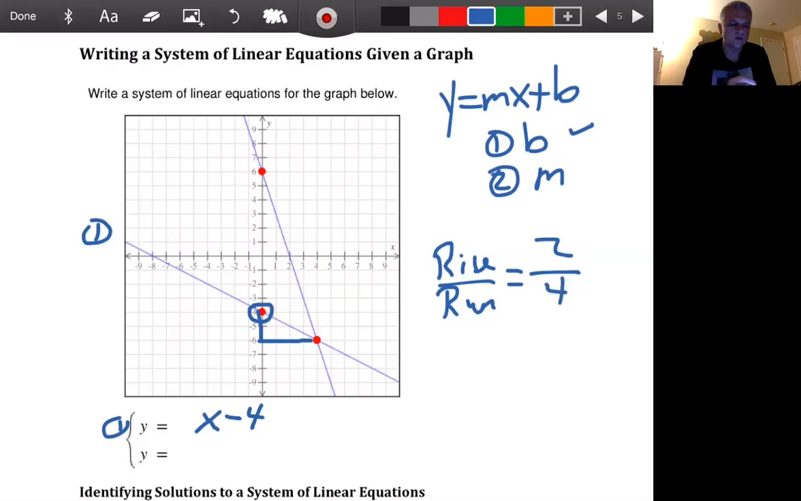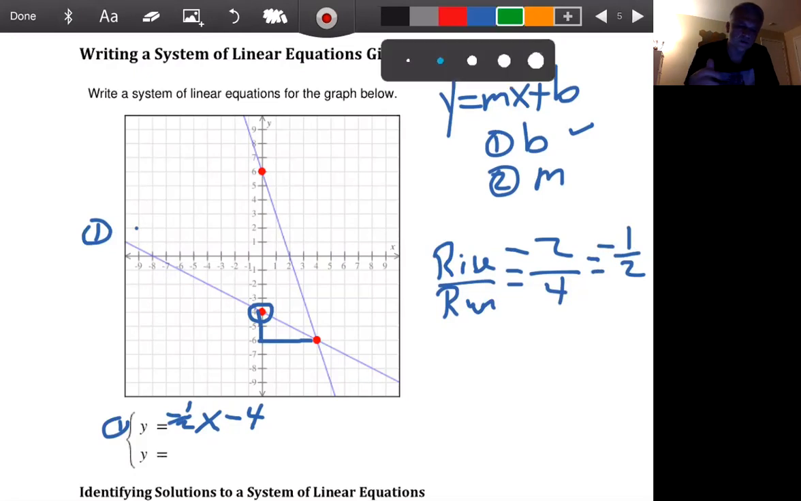Now, this is a downward falling line, so I know my answer has to be negative. Okay, so it's a negative, and there was a rise of 2 and run of 4. Okay, so if you want to say it was a rise of negative 2 and a run of positive 4, that works as well. So keep your negative. 2 over 4, we always reduce our fractions. So we put it right there. So y equals negative 1/2 x minus 4. That's the equation.